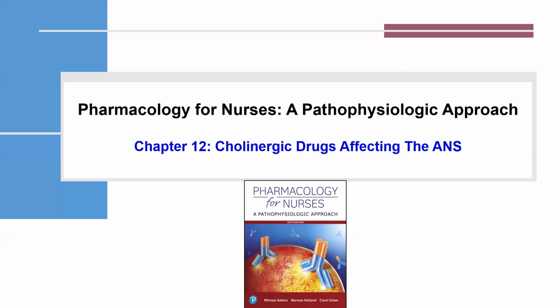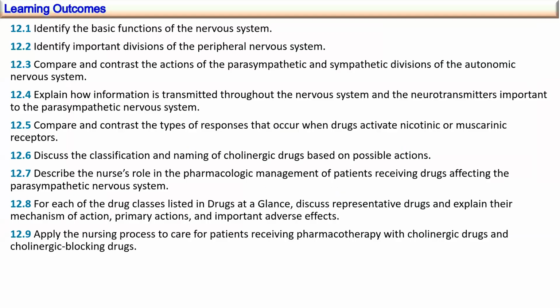Recording a lecture on Chapter 12, which is the cholinergic drugs affecting the ANS, the autonomic nervous system. In this chapter, we're going to identify the basic functions of the nervous system, identify the different divisions of the peripheral nervous system, the difference between sympathetic and parasympathetic divisions of the ANS, and compare the drugs classified as cholinergic versus anticholinergic drugs. And we will give examples on that as well.